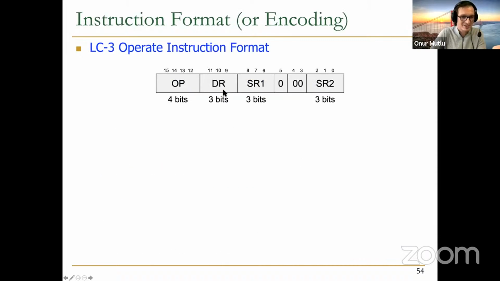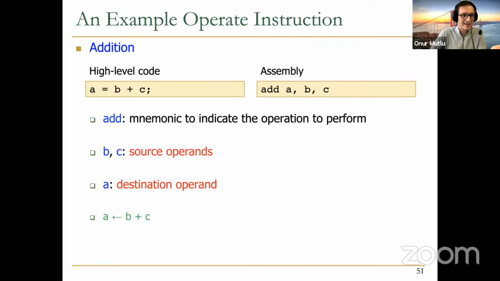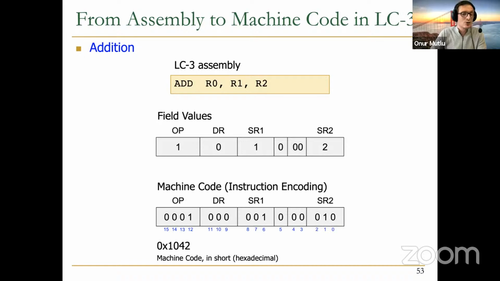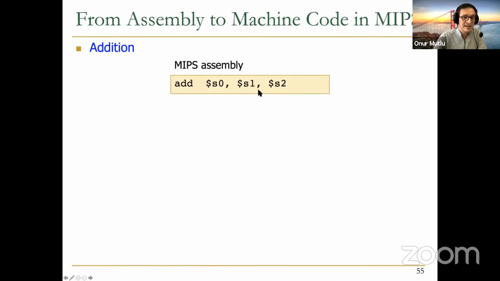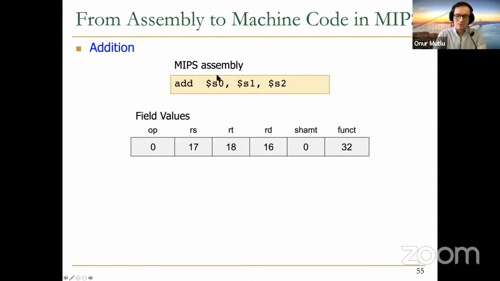So if you go back to this high-level code, A equals B plus C. That's the MIPS assembly encoding of A equals B plus C, if you assign S1 and S2 as the registers for B and C, and this for A, okay? And these are the field values. You don't need to worry too much about it. Basically, you need to know the encoding of the instruction. You just find this in the instruction set manual.